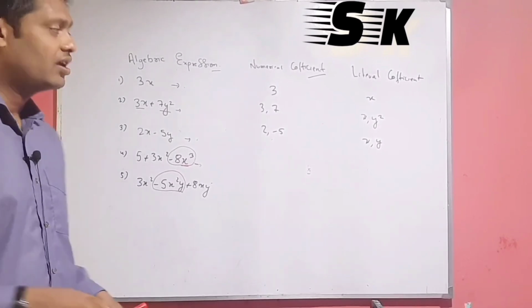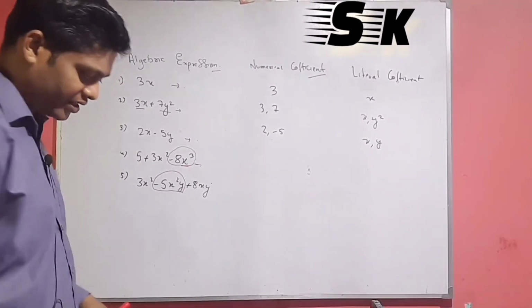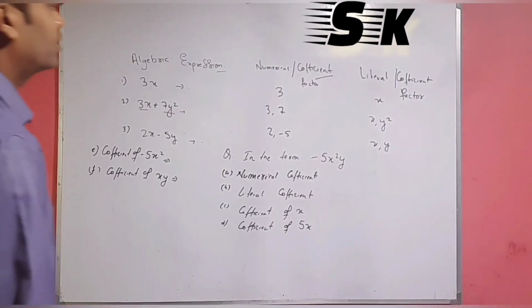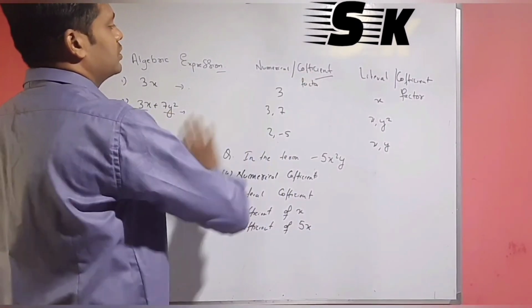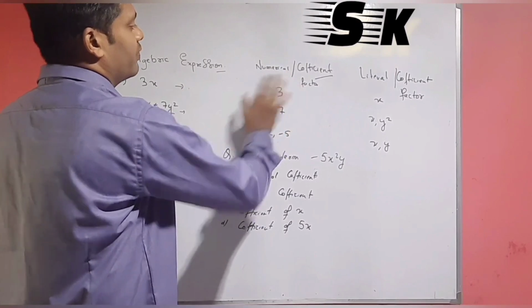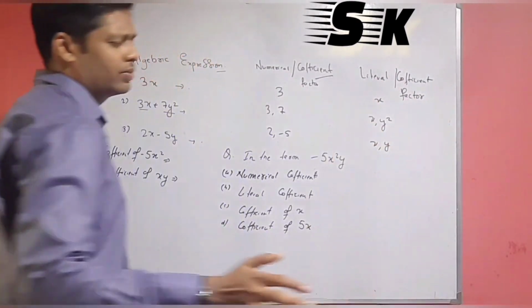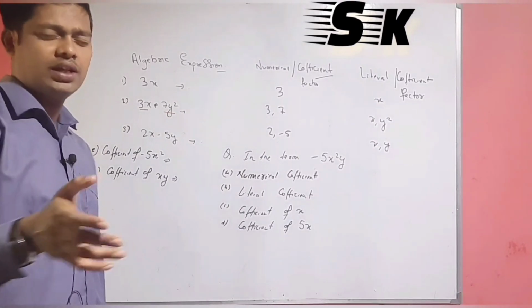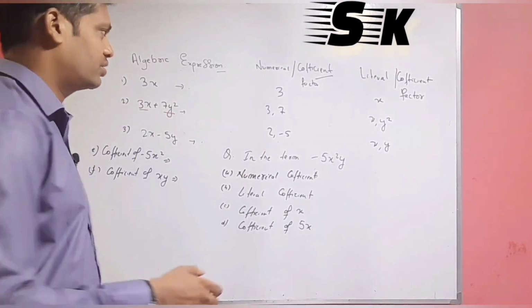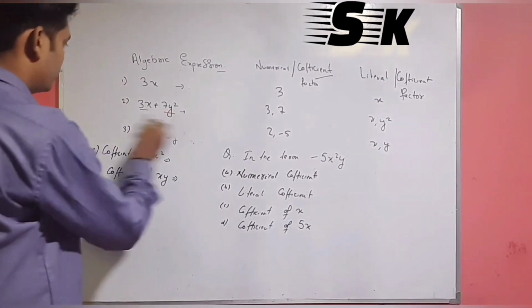Okay. Understood clearly. Okay, next one. This numerical coefficient is also termed as numerical factor. Literal coefficient you can write as literal factor. Both are similar. If they are changing the name, it doesn't matter. Both are same. So let's do a question.